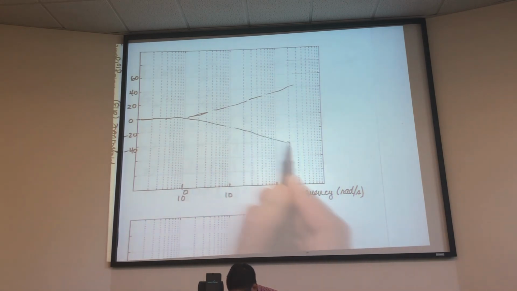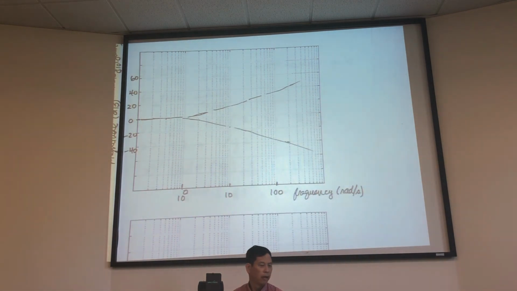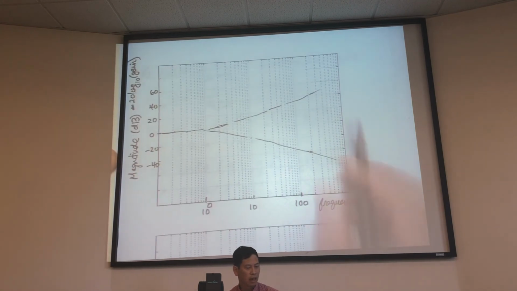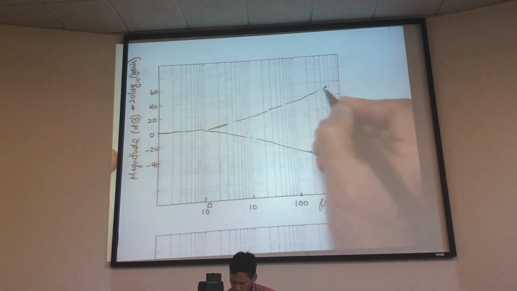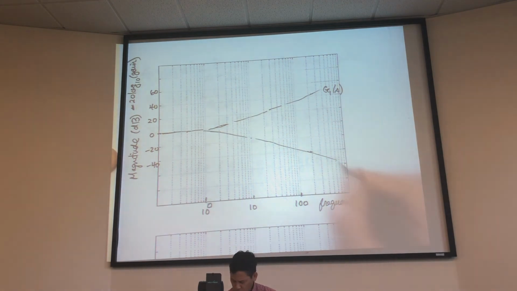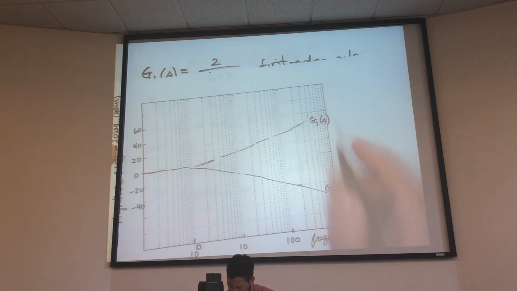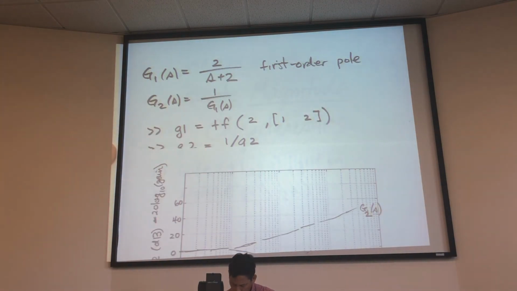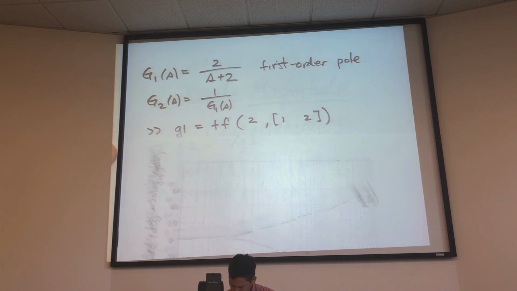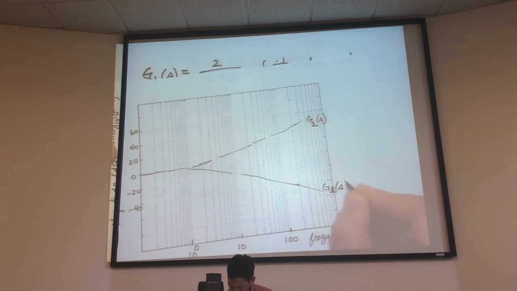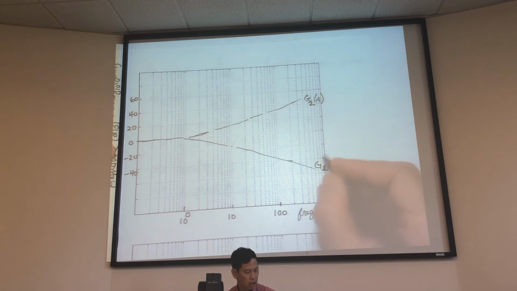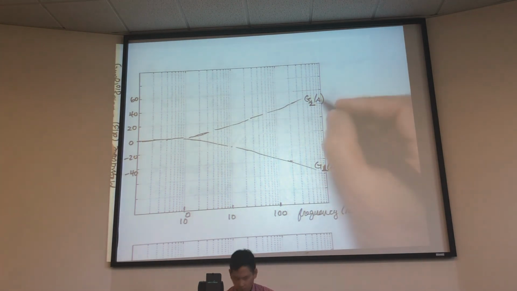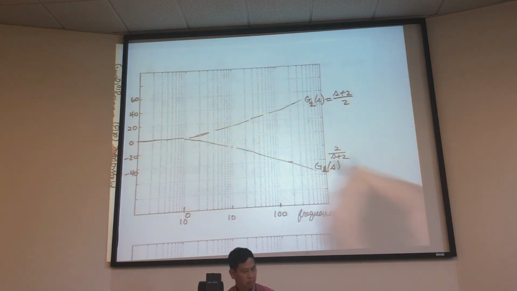Like this. And we should see in our minds that this is G1 and this one is G2. Oh, I'm sorry, I got it backwards. This one is G2 and this one is G1. Okay. This is the term that looks like 2 over S plus 2, and this one's the inverse. This is S plus 2 over 2.